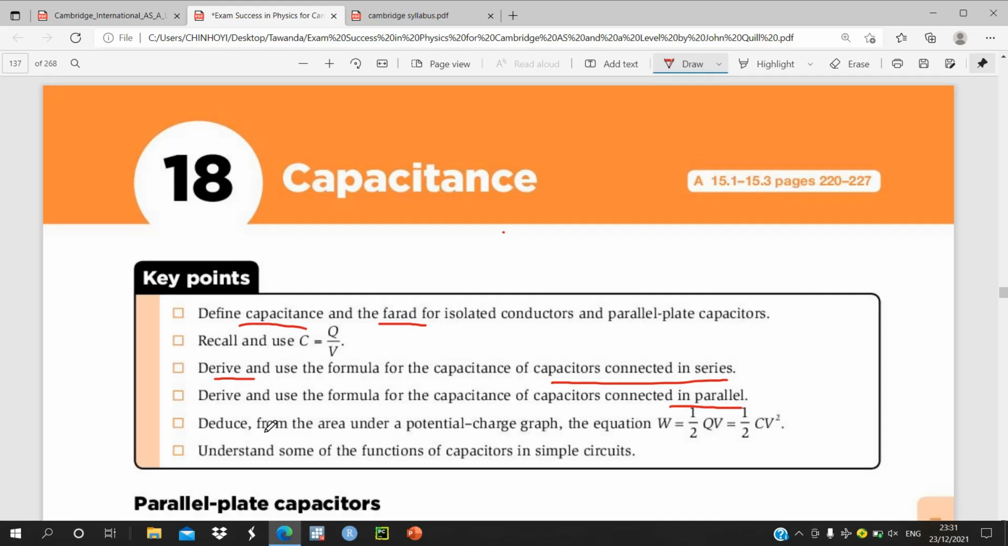We also need to deduce, from the area under the potential-charge graph, the equation that the energy stored in a capacitor is half the charge times the voltage, or half of the capacitance times the voltage squared. And you also need to understand some functions of capacitors in simple circuits, right?